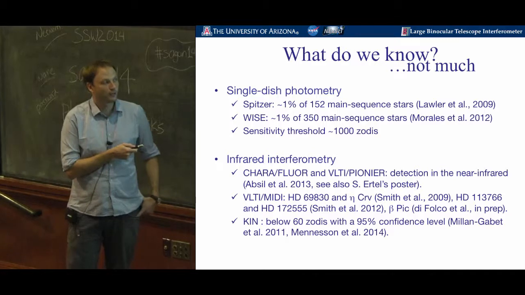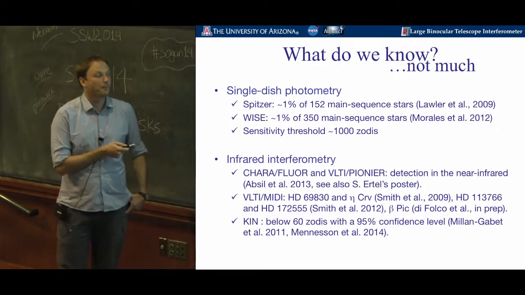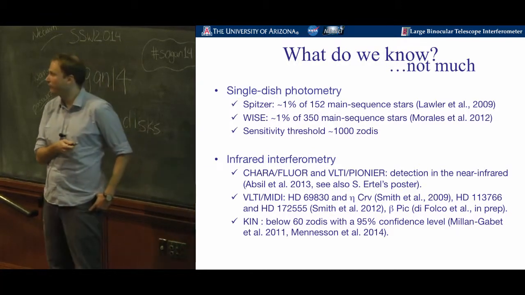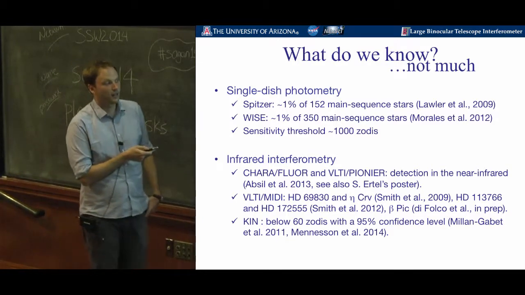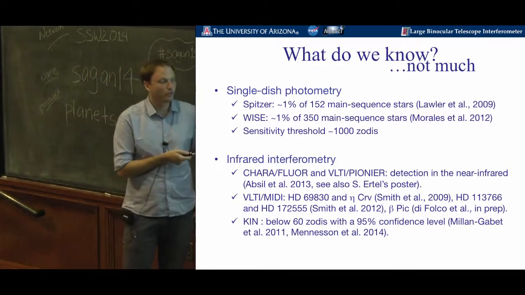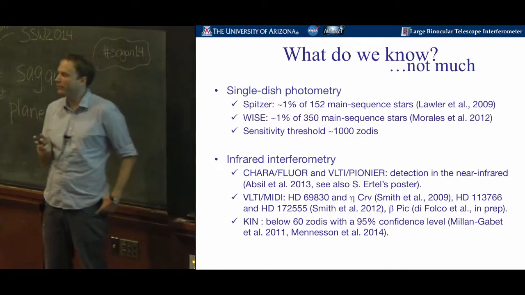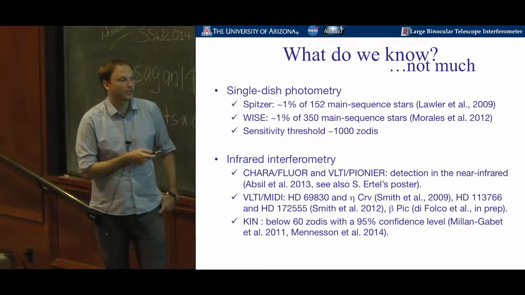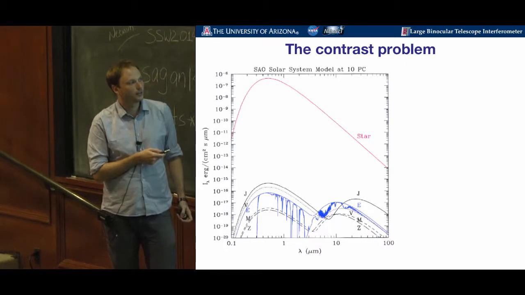There were also observations with VLTI MIDI, and most recently, Keck has just released the results of their survey, saying that it's the most precise measurement so far of exozodi, saying with high confidence that the mean level of dust around nearby main sequence stars is probably below 60 zodis. I want to talk about that.